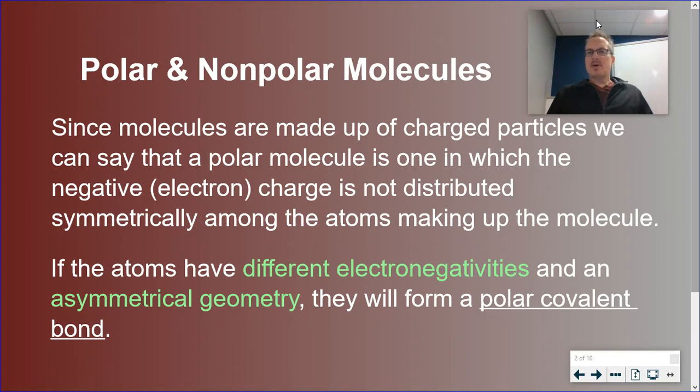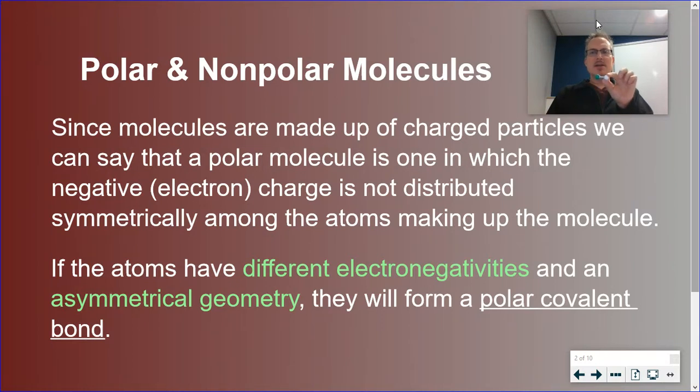Since molecules are made up of charged particles, we can say that a polar molecule is one in which the negative electrons are not distributed equally or symmetrically between two atoms of a molecule. So if we were to think about this, the outer electrons are all going outside. Let's grab a model here. We have HCl. We know that there are electrons flowing around the chlorine and also negative electrons flowing around the hydrogen. For a polar molecule, the electrons being shared are not going to be shared evenly.